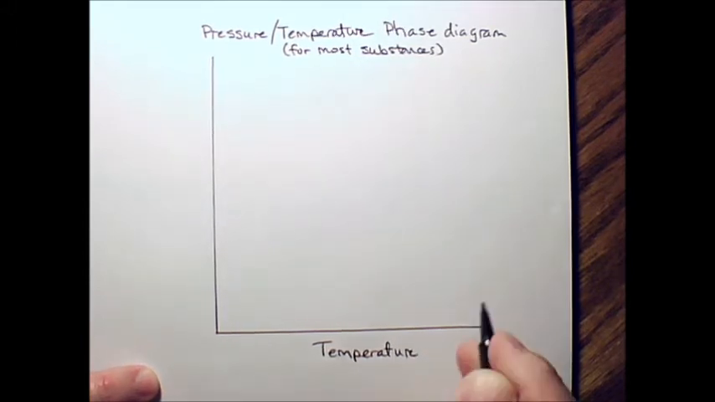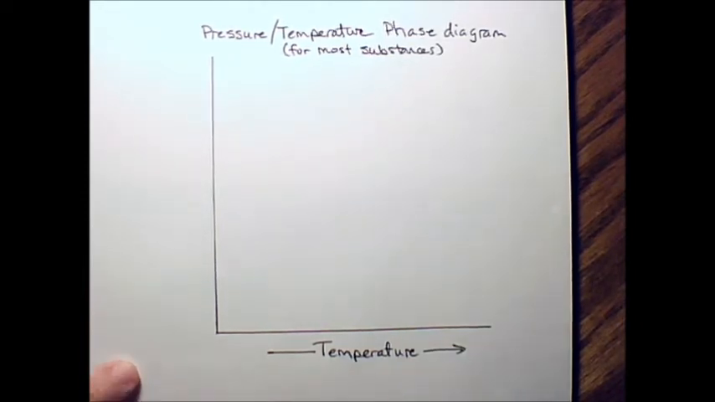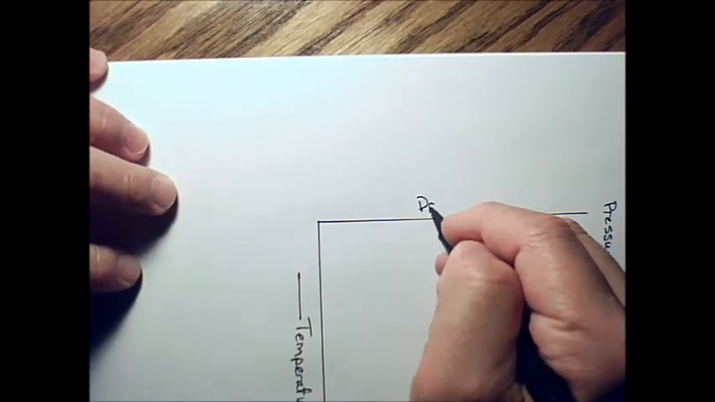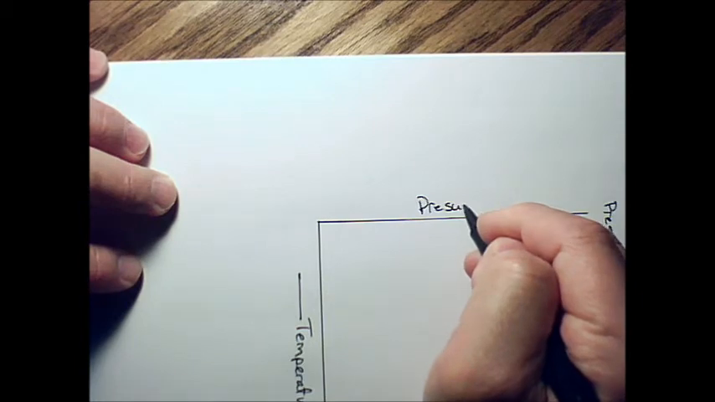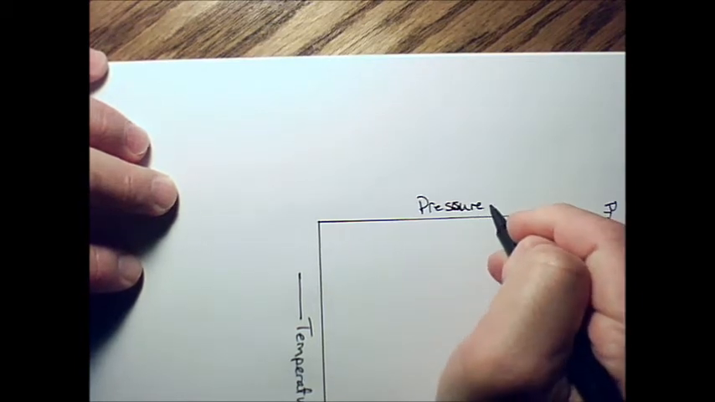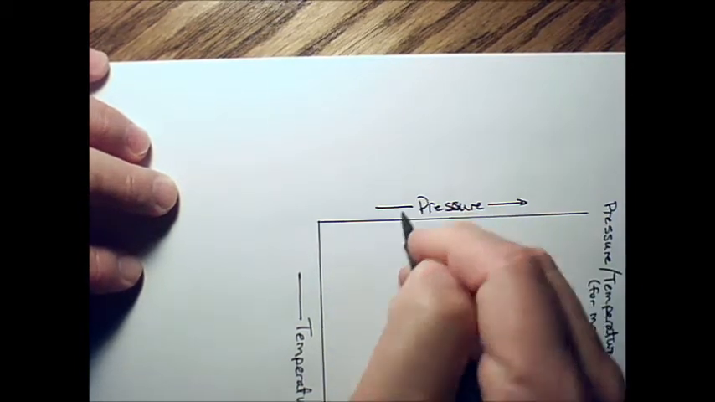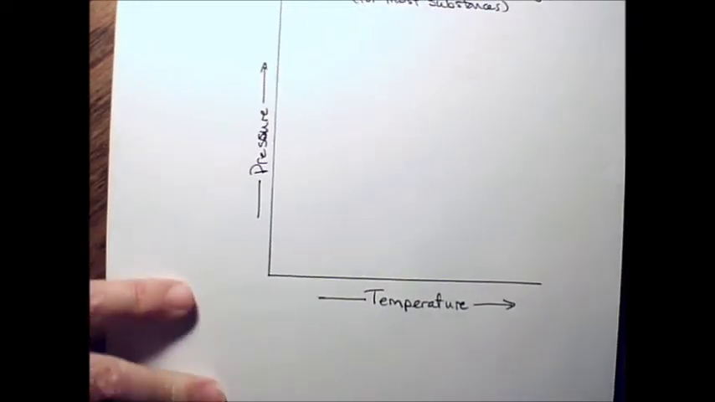So temperature goes down here. And since we're not going to have specific temperatures, and the temperatures are different for every substance, we're just going to say it's increasing going in this direction. Okay? And over here, we're going to say that the pressure is over here, but we're not going to have specific numbers. We're just saying it's going to be increasing in this direction. Okay?